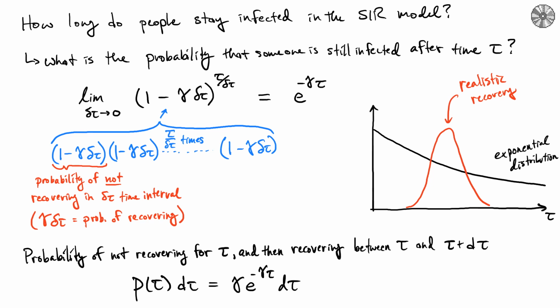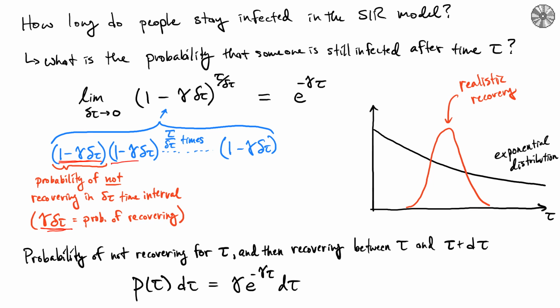So the book goes through this calculation where essentially it chops up that tau amount of time into smaller delta taus, and the probability of recovering at any delta tau is this gamma times delta tau. So it's essentially the recovery rate times the amount of time. If the amount of time is delta tau, then you multiply that by gamma, and that gives you the probability of recovering. So the probability of not recovering in delta tau is 1 minus gamma times delta tau, this quantity.